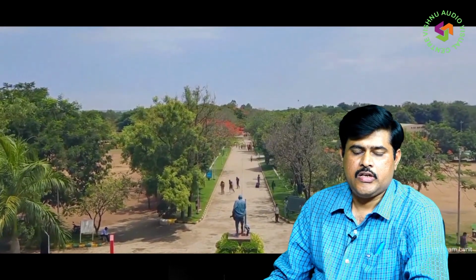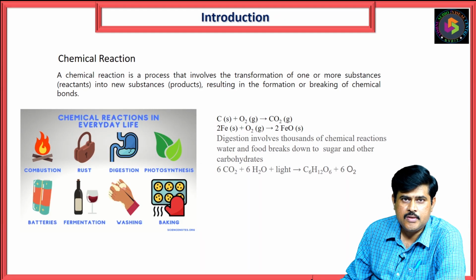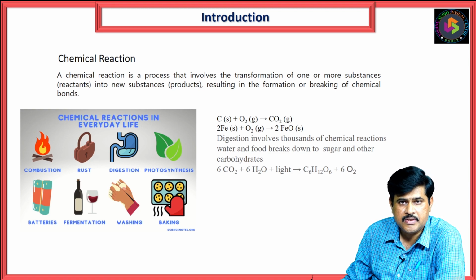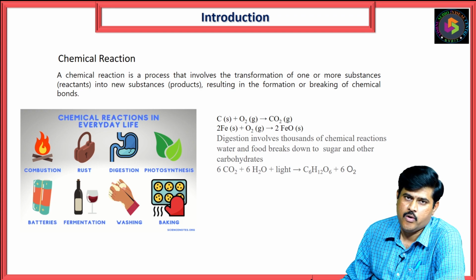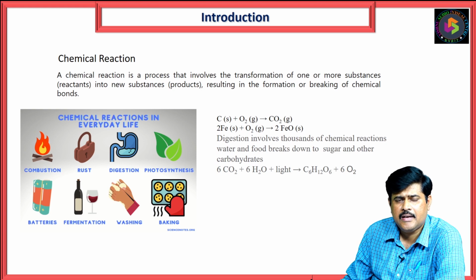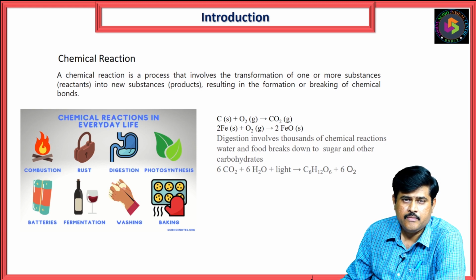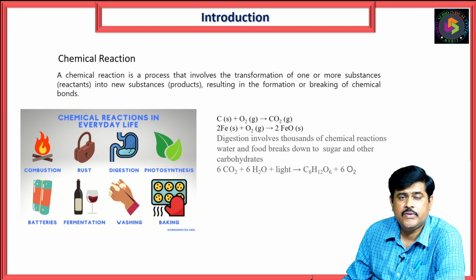What is chemical reaction? A chemical reaction is a process which involves transformation of one or more substances into new substances by formation or breaking the chemical bonds. We can see a lot of chemical reactions in our daily life. For example, combustion reaction where the carbon reacts with oxygen to form carbon dioxide. Similarly, rusting of iron where iron reacts with oxygen to form iron oxide.